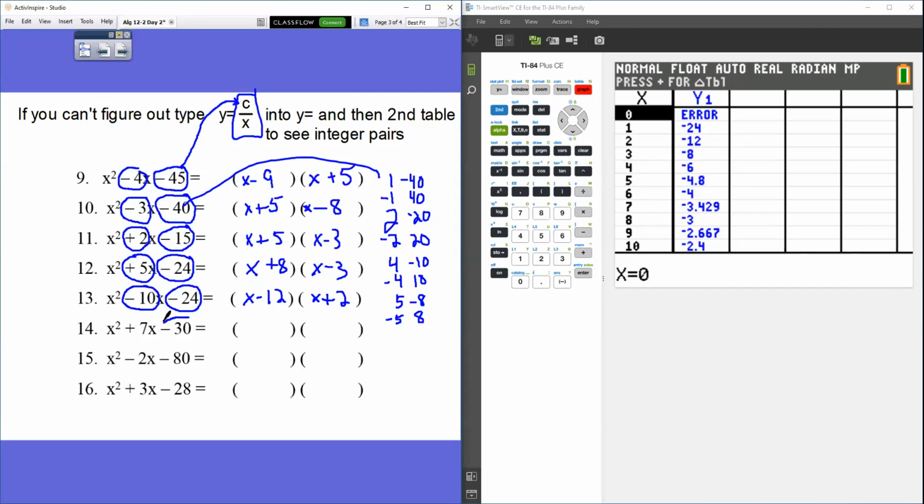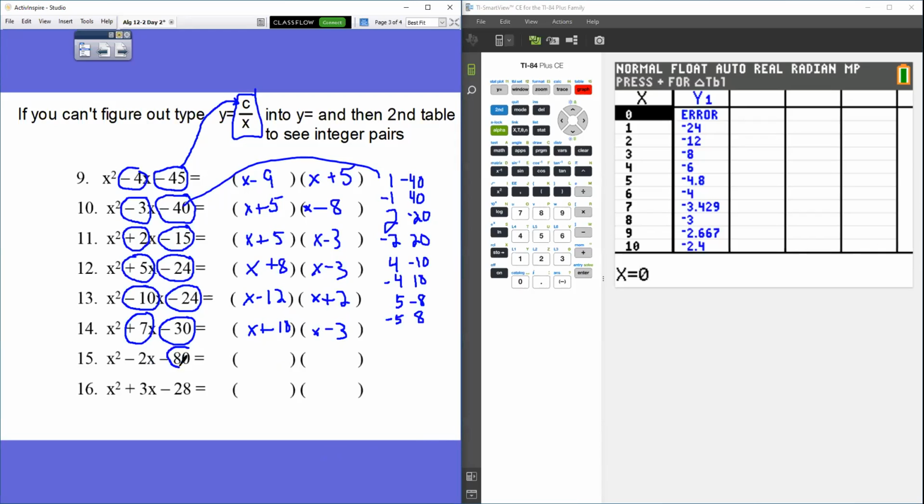Take a look at 14. What times what is negative 30, that adds up to 7? Yep, so this one would be x plus 10 and x minus 3.